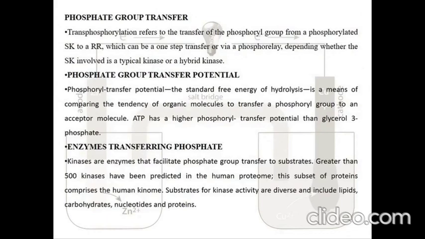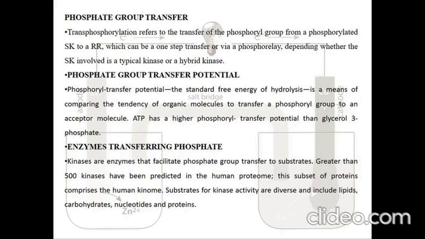Coming to the phosphate group transfer, transphosphorylation refers to the transfer of a phosphoryl group from a phosphorylated compound to another compound. How can this be related to the potential? Phosphoryl transfer potential is the standard free energy of hydrolysis, which means comparing the tendency of the organic molecule to transfer a phosphoryl group to an acceptor molecule.